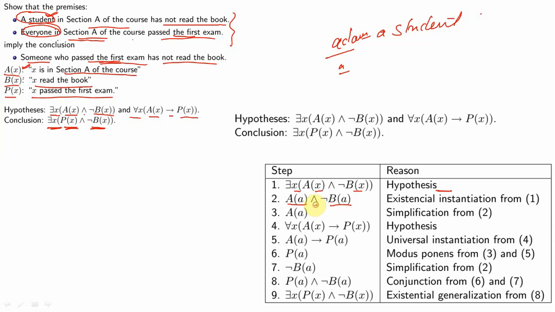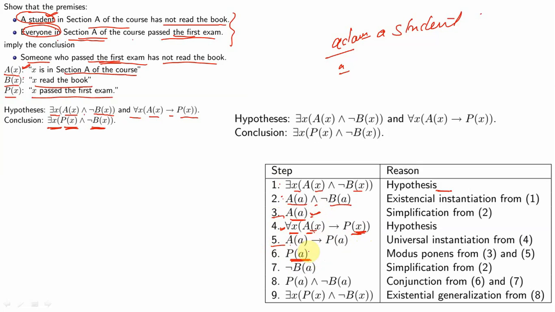This is an and, so I can apply simplification. Now this has become a proposition. This was a predicate; after instantiation, it has become a proposition. So I can say Adam is a student of section A. Now, the second hypothesis says if X is a student of section A, then X has passed, for all values of X. Adam is such a value. So if Adam is a student of section A, then Adam has passed the course. And we know that Adam is a student of section A. So by applying modus ponens, I can say Adam has passed the course.